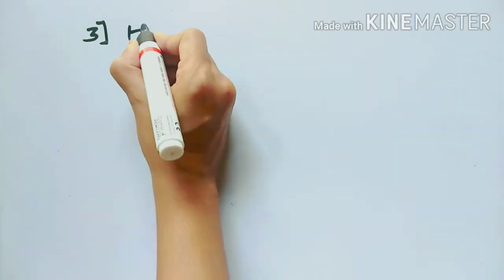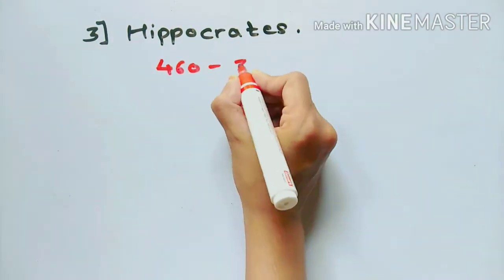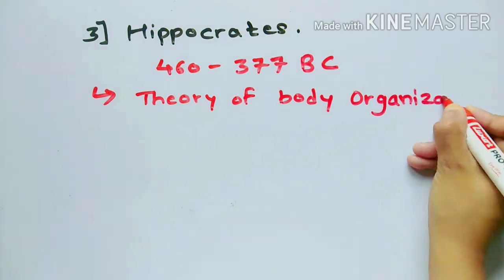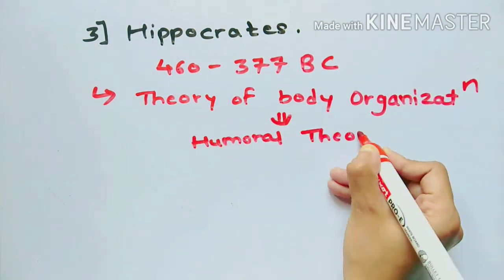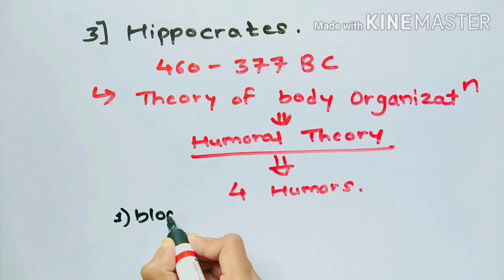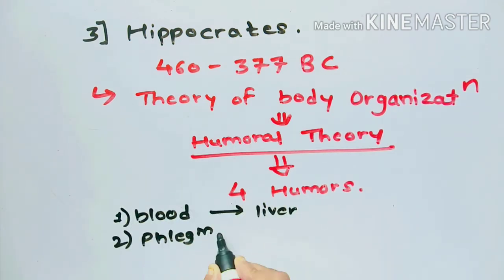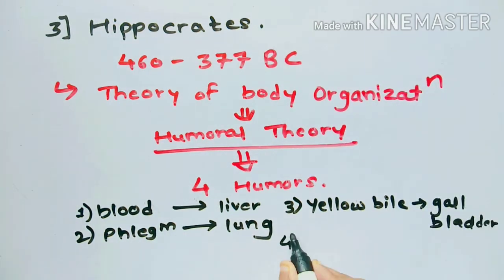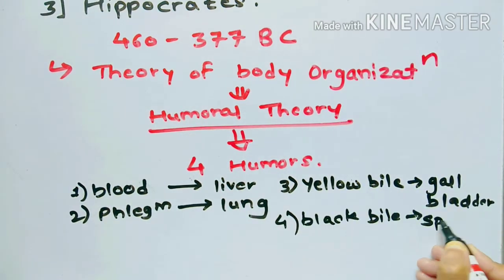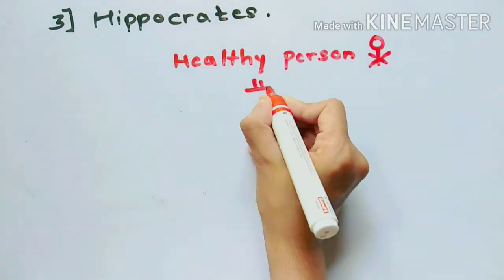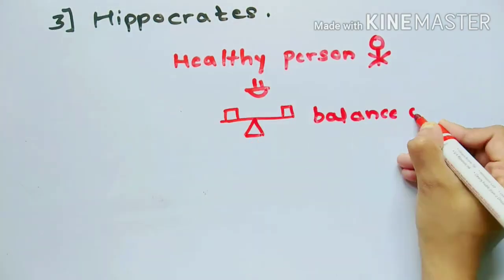The next is Hippocrates. From 460 to 377 BC, he proclaimed the famous theory of body organization called the humoral theory. According to his theory, four humors form the physiological and pathological basis of health and disease. That is blood with liver, phlegm with lung, yellow bile with gallbladder, and black bile with spleen. A healthy person was thought to have a balance of these four humors.